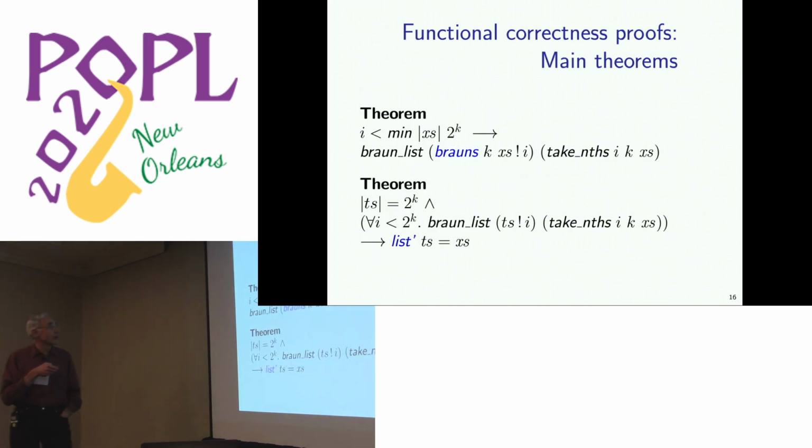And so these are the main theorems about the Braun function that, given a list of elements, gives you back a list of trees, and the list prime function, given the list of trees, gives you back a list of elements, and they do use those additional technical notions that I introduced.